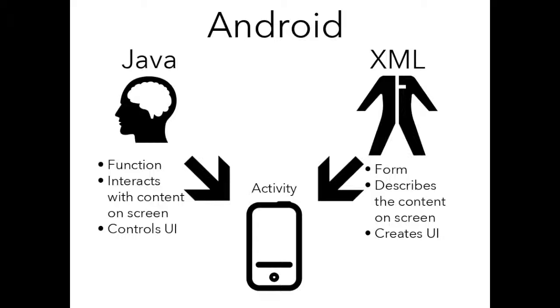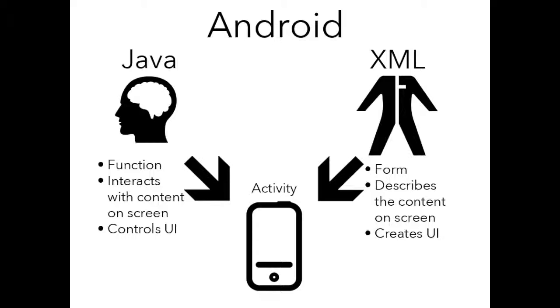While all the user sees is the activity, or a screen in the application, it is actually created through two types of files. As I mentioned before, Java and XML are the two main programming languages used in Android development. We can think of XML as the body and Java as the brain.